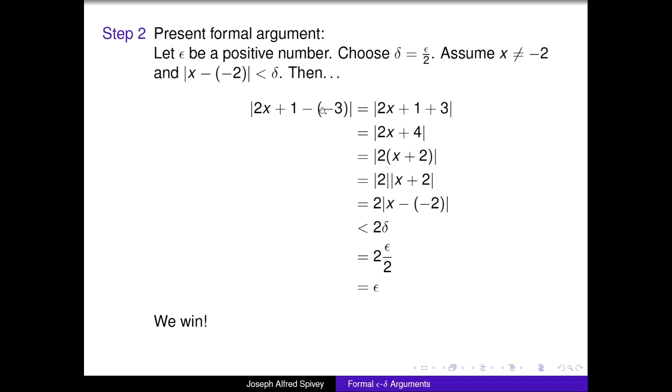So what it's saying is that all of these things that are written here are equal to one another. They're all the same number. They're different ways of writing the exact same number. Whatever number that is, it is less than 2 delta.